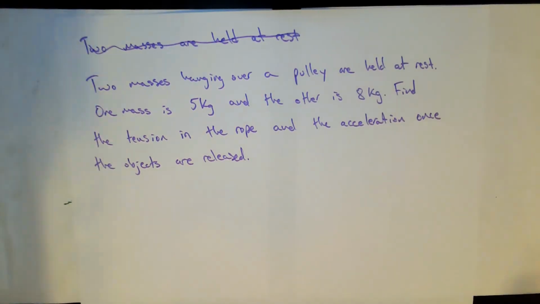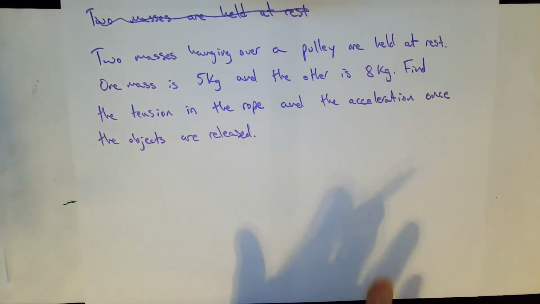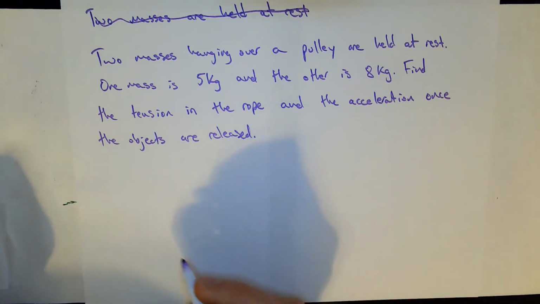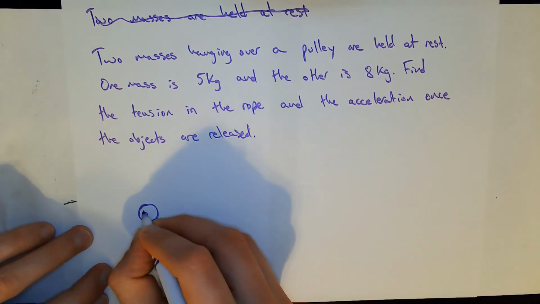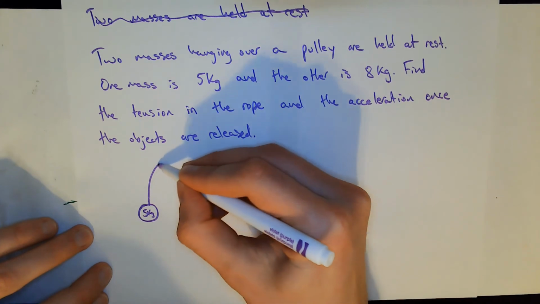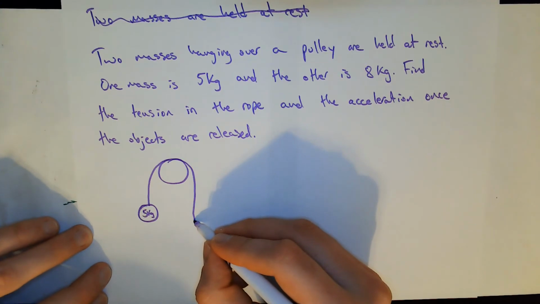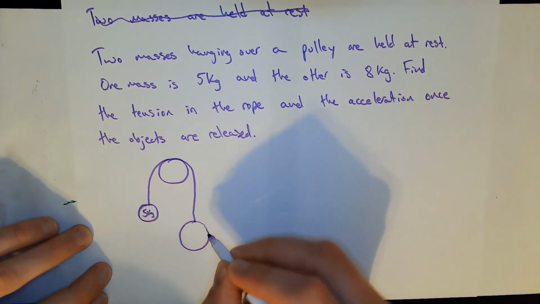So there's no table, they're just two masses hanging over a pulley, and we want to see, they're held at rest. One is heavier than the other, so we expect it to pull the other one. And we want to know the tension and the acceleration once the objects are released, and it seems like, how could we ever know that? Doesn't seem like we have enough information. Well, let's start with drawing a picture. I'll draw the lighter one on the left, 5 kilogram mass hanging over some pulley, and then an 8 kilogram mass here.